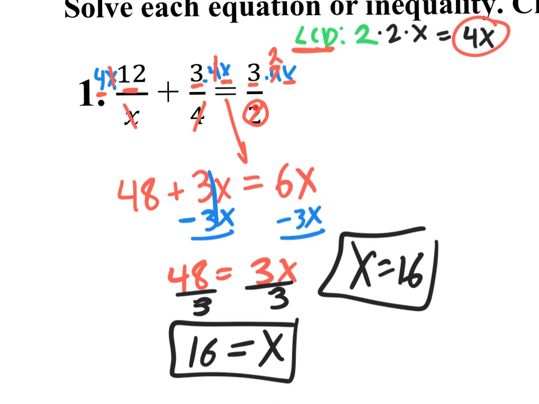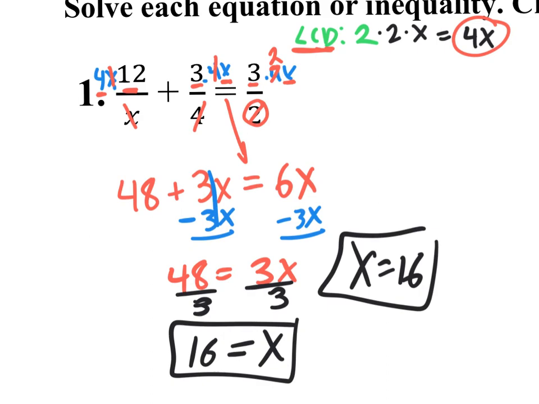Multiply this by x, 3x over 2. Then you could get rid of this fraction, 3/4, by multiplying everything by 4, and so on and so on. You could get rid of one fraction at a time. You don't have to get rid of all of them at the same time. So if you don't like thinking of LCD, then go ahead and get rid of one fraction at a time.